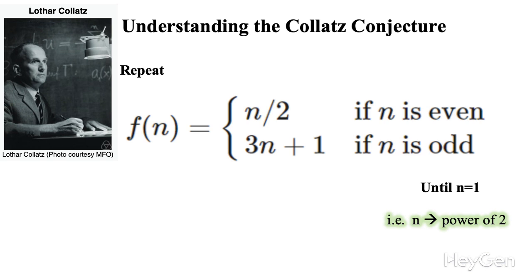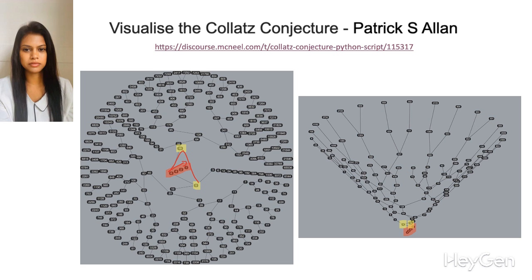Here's how it works. If you start with any positive number and it's even, just divide it by 2. If it's odd, multiply it by 3 and add 1. No matter what number you choose, if you repeat these steps, it seems you always eventually end up at 1. For example, start with 5 and you get 5, 16, 8, 4, 2, 1.